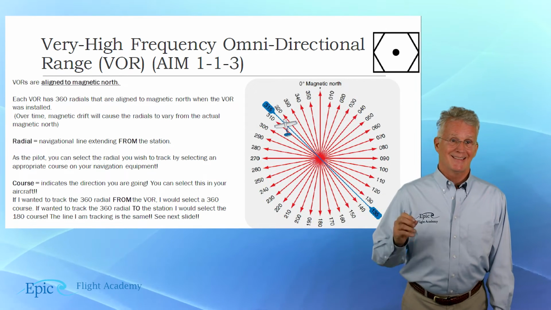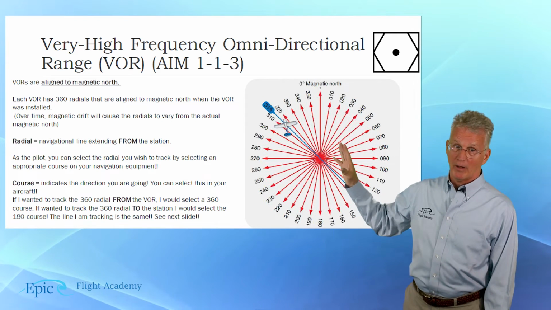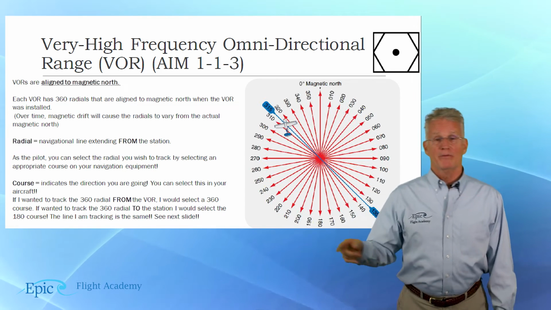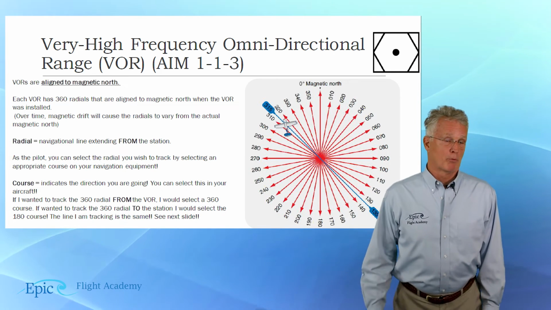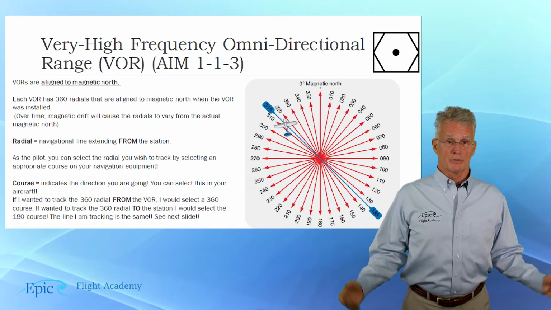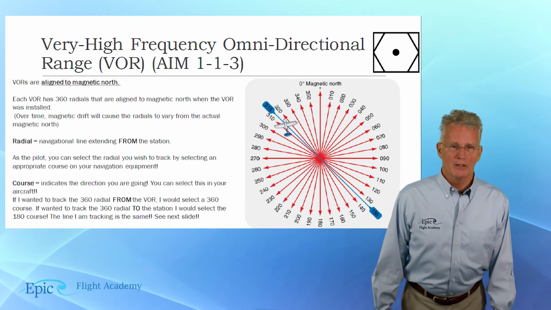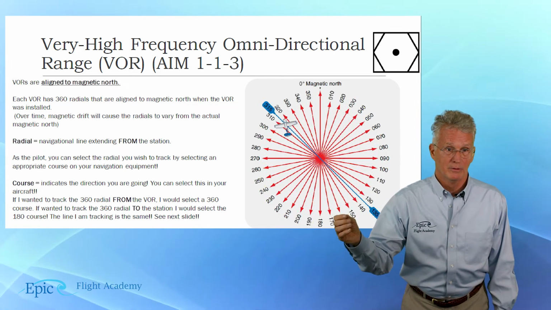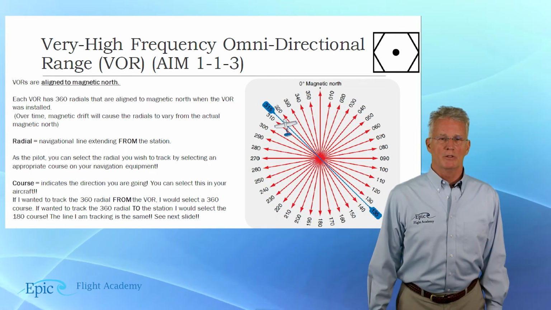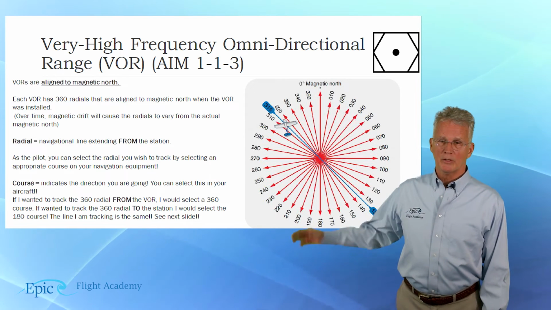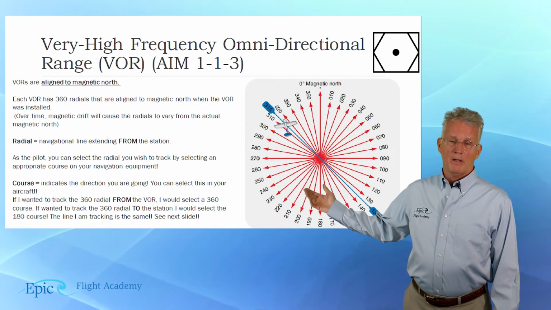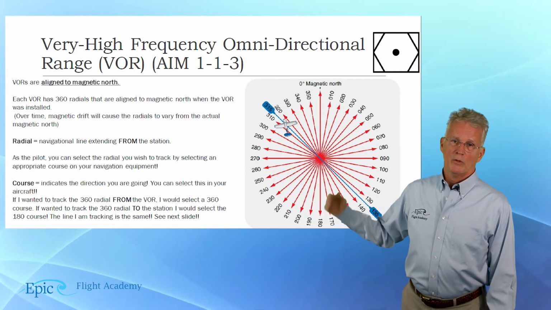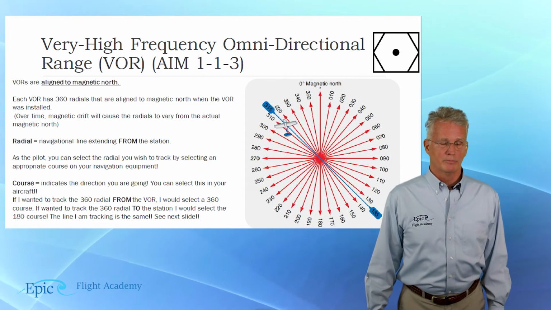These radials extend in a line directly from the station. And as a pilot, you can select any of these radials by selecting an appropriate course on your nav system. So the radial indicates a line extending from the station. The course indicates the direction that you are going. Now you can see our aircraft here. The aircraft is heading north-northwest and crossing the 315-degree radial.